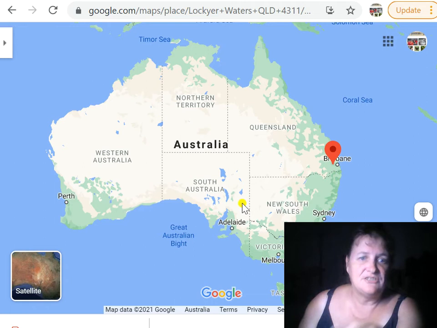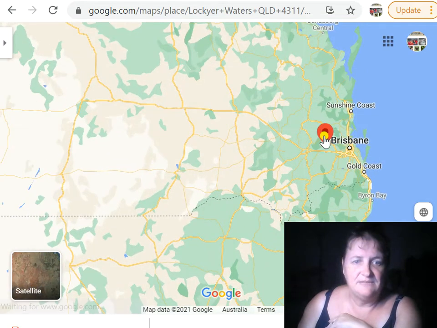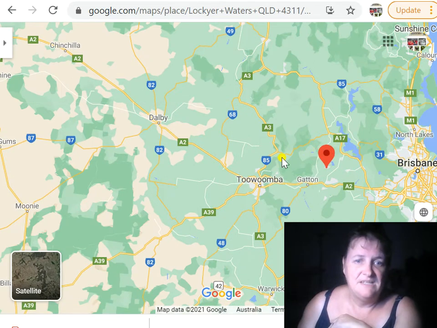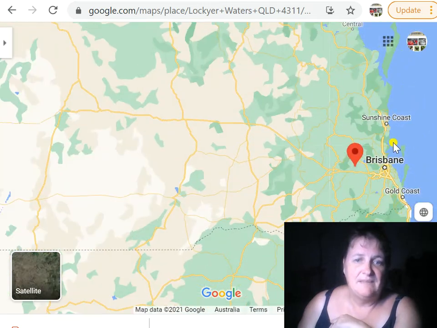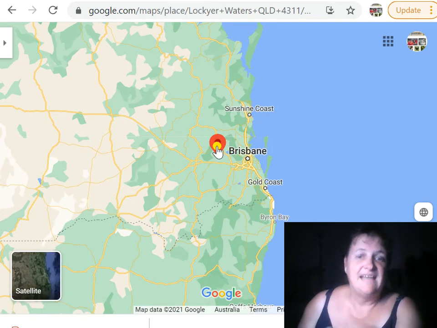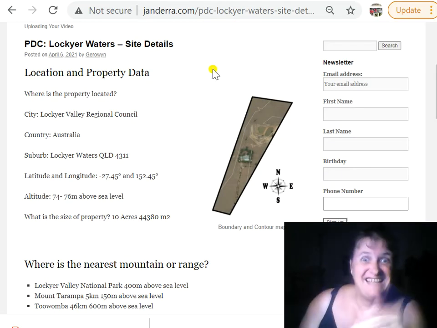So this is Australia. Obviously, this is Queensland, and if we zoom right in here, where this little red dot is, that's where Lockyer Waters is. And the Lockyer Valley is in that area as well. So then you've got Toowoomba here, and you've got Brisbane here, and Gatton's there. There's some of the other big cities. So yes, that is where Lockyer Waters is. It's very important information. And we'll break that down a lot further.